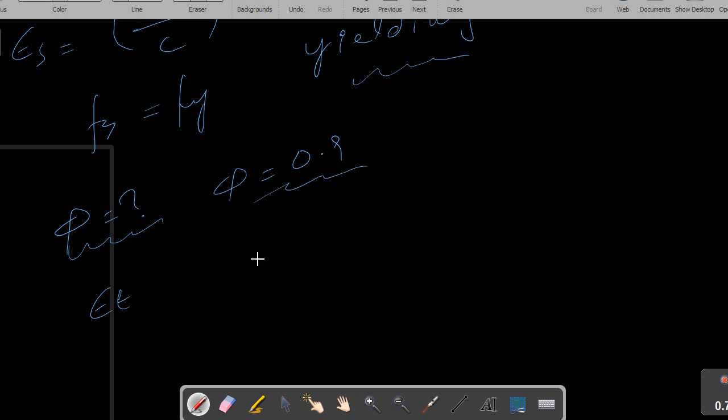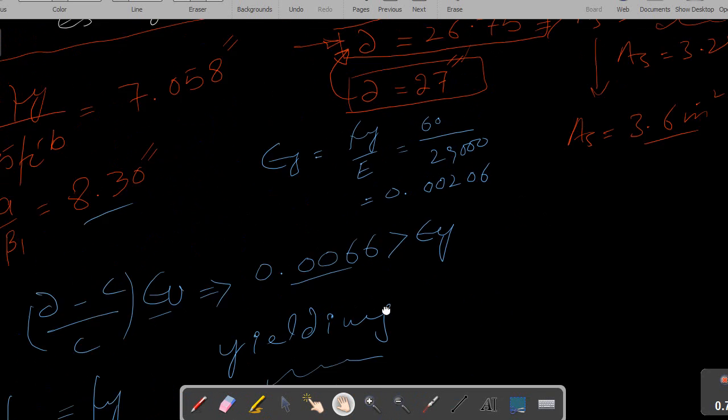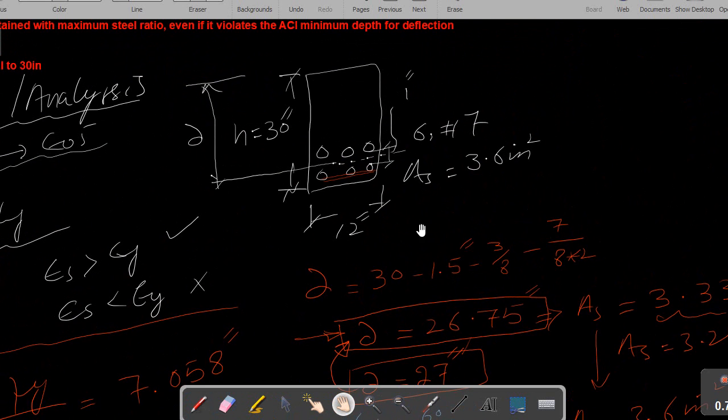As we can see, we have two layers of reinforcement. That's why epsilon T is not equal to epsilon S. Now we need to calculate epsilon T, and for that we need dt. So how do we calculate dt? Let me show you.